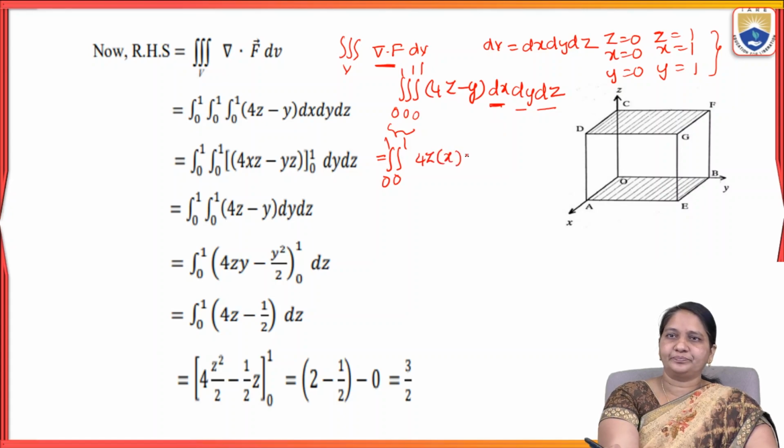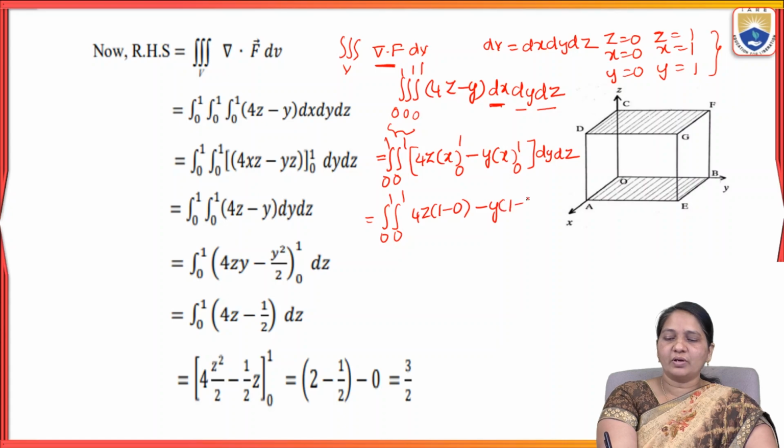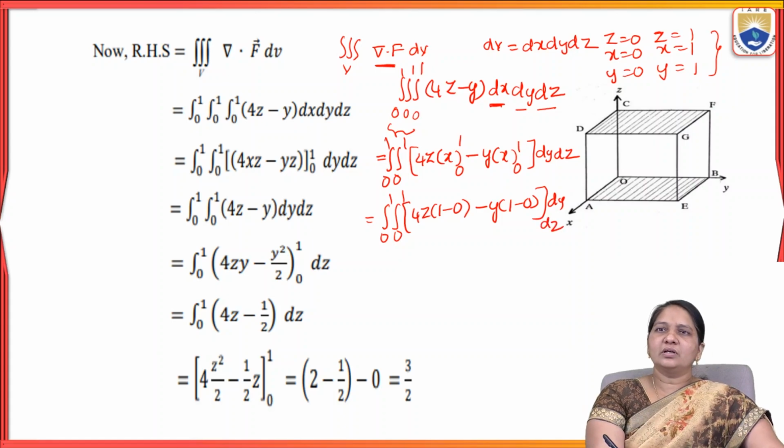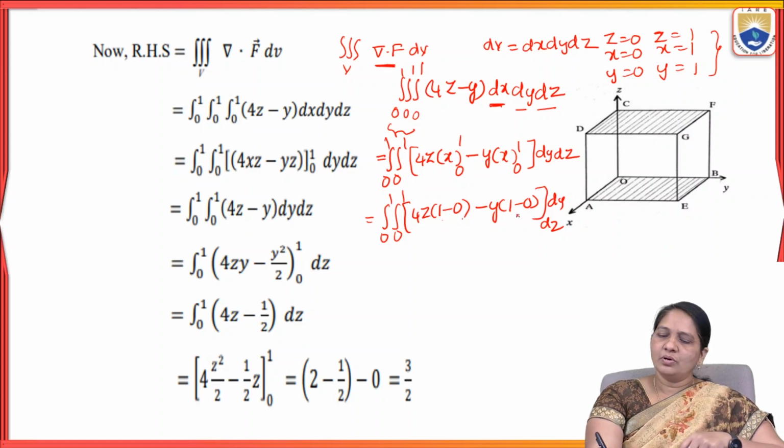Integral dx is x, limits are 0 to 1. Minus y is the constant. Integral dx is x, limits are 0 to 1, into dy dz. So here, integral 0 to 1, integral 0 to 1, 4z into 1 minus 0, minus y into 1 minus 0, so upper limit minus lower limit, dy dz. So here, integral 0 to 1, 4z upper limit minus lower limit, so 1 minus 0, minus y into upper limit minus lower limit, so 1 minus 0, dy dz.